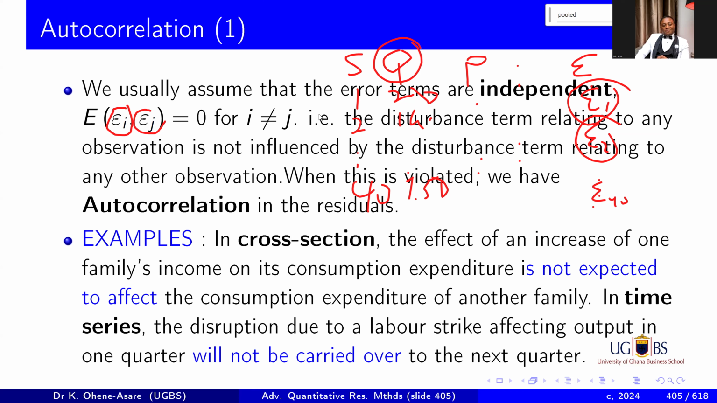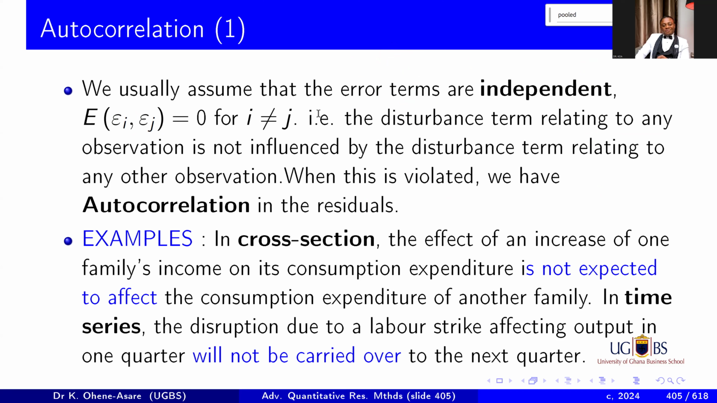If there is an association, autocorrelation has happened. If the disturbance terms are related to any other observation, and influenced by the disturbance of the other observation, then we say that autocorrelation of the residuals has occurred. So the errors of one observation should not be affected by the errors of another observation. If they are, serial correlation has happened.